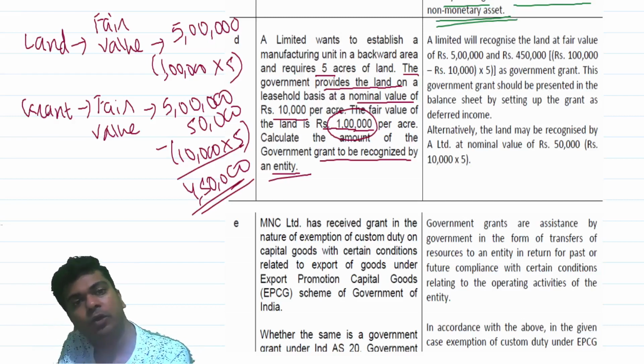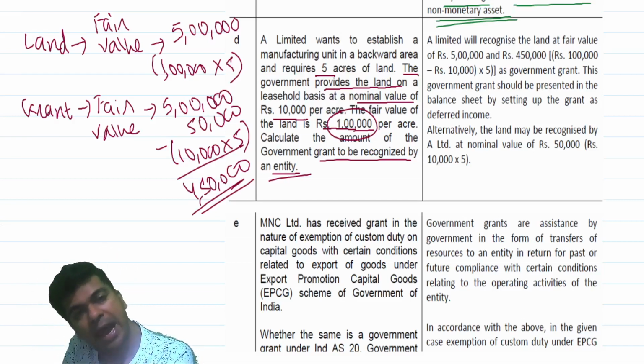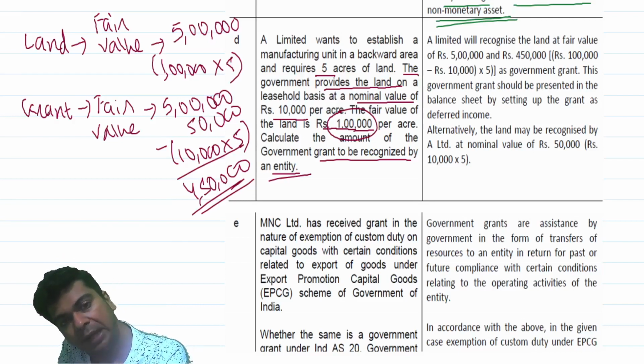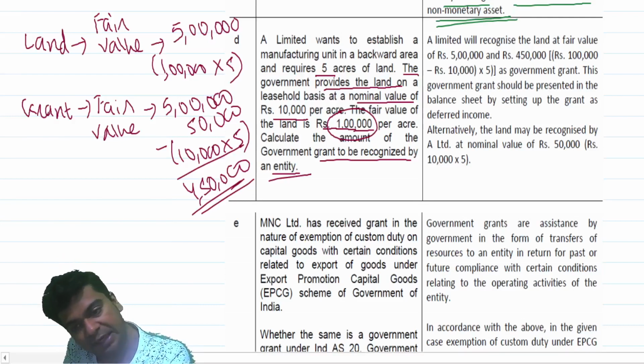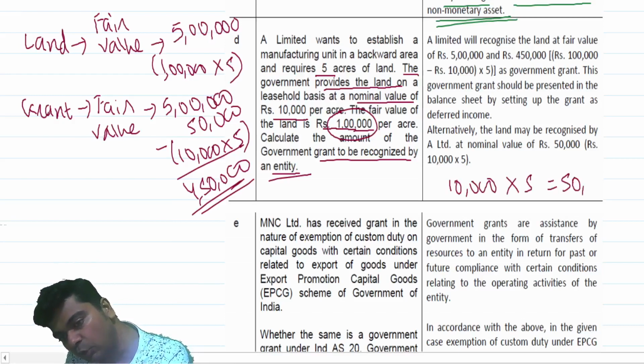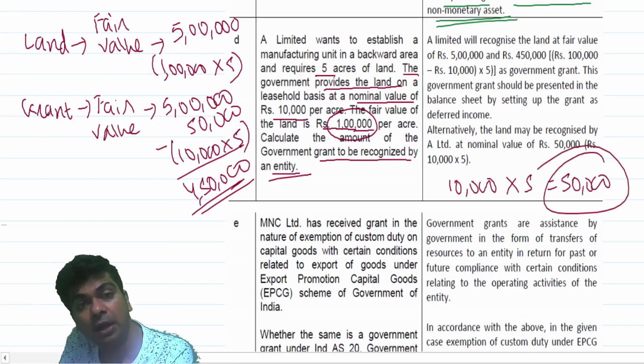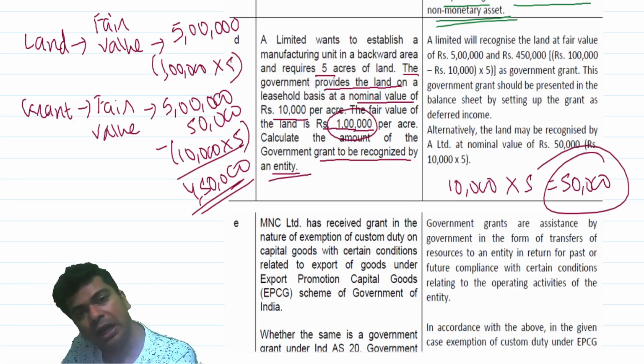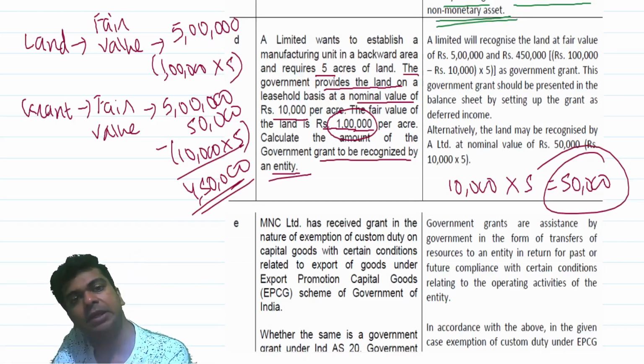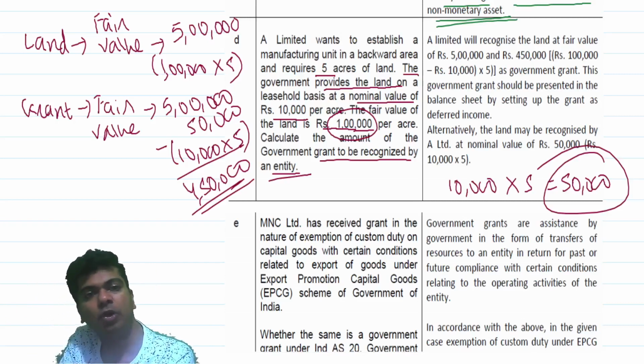Another alternative treatment is that you can record them at nominal amount. Okay, at nominal amount. We know that 10,000 rupees is required to be paid for 5 acres. That is turning out to be 50,000. 50,000 can turn out to be the nominal amount. Record land at 50,000, record the government grant at 50,000. That is another option that you have. Any one option should be selected and we should carry out its accounting.